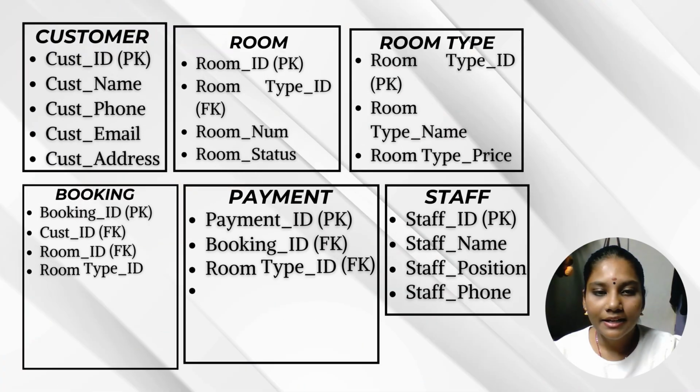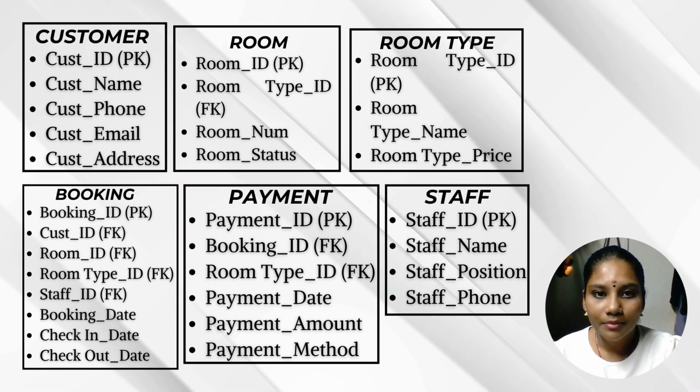These are the entities and attributes for the T Hotel System database. The first entity is customer. The primary key for customer is customer ID. The attributes are customer name, customer phone, customer email, and customer address. The second entity is room. The room primary key is room ID. The foreign key for room is room type ID. The attributes are room number and room status.